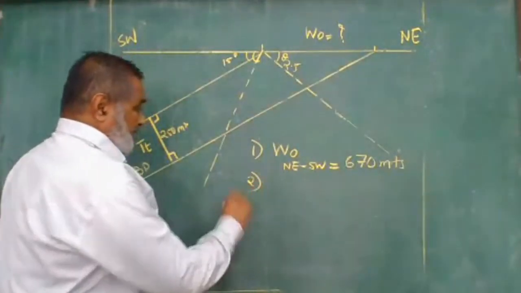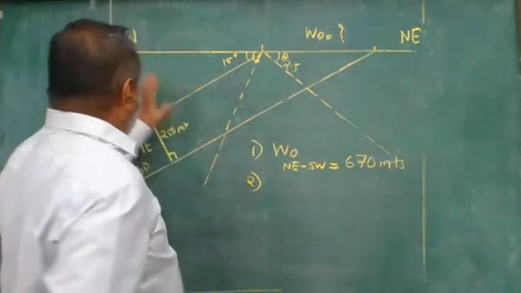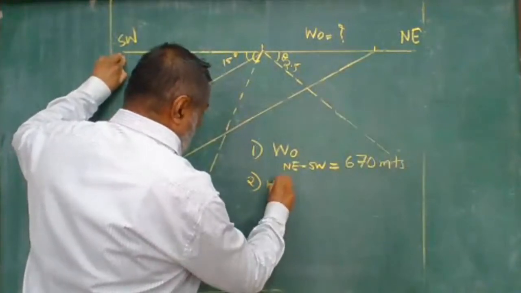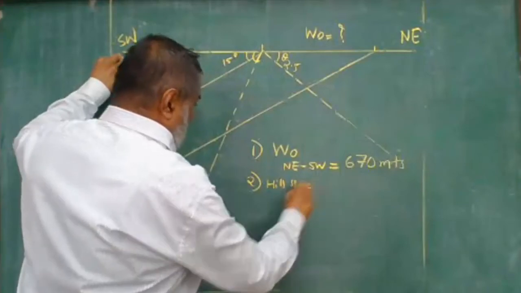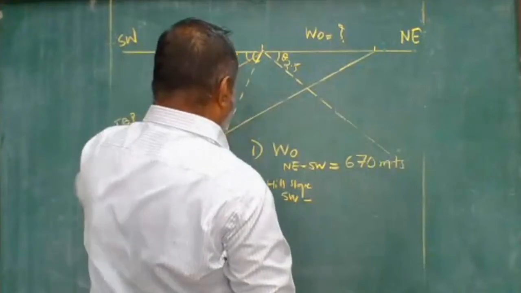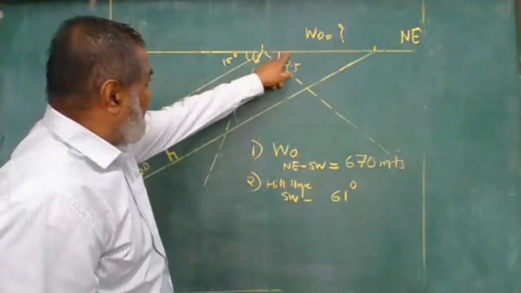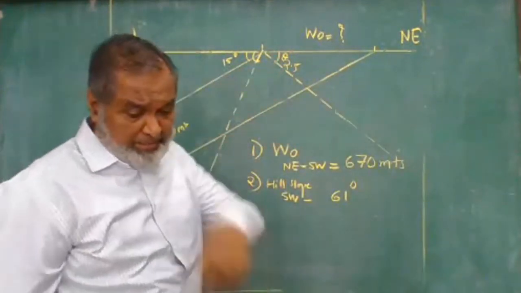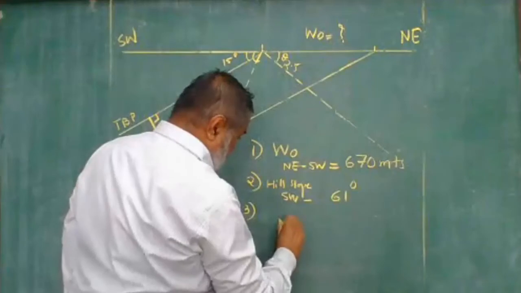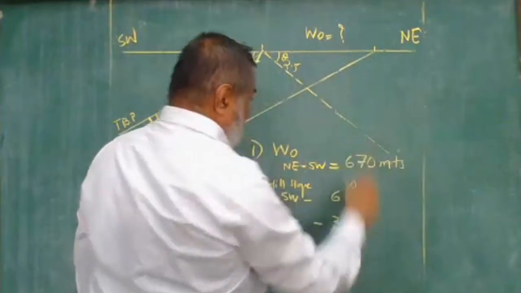Then the second one, the hill slope on the limestone on southwest side, hill slope on this side. On southwest side, we are going to get how much angle is there? It is 61 degree. Here it is 61 degree, and from here again you have to measure this angle. How much angle is there? It is 30 degree. The third one towards the northeast, this is the 30 degree. So this answer you have to find out.